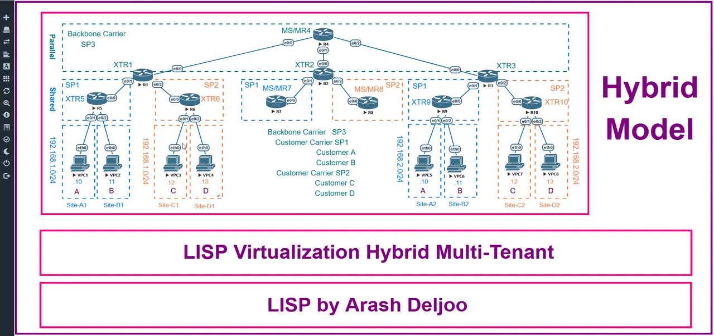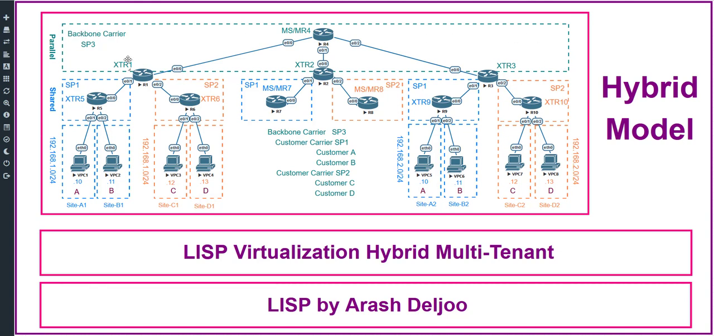You know that in the layer of the customer carriers, meaning service provider 1 and service provider 2, we are using the shared model. Look here. Here we are using the parallel model. Here we are using the shared model. You will understand the detail, but for now, let me say that in the backbone carrier, we are using the parallel model.